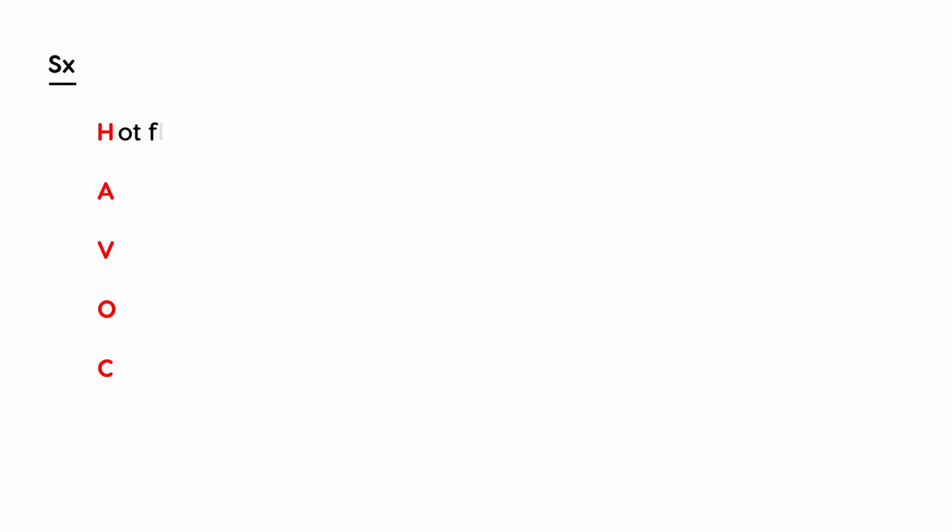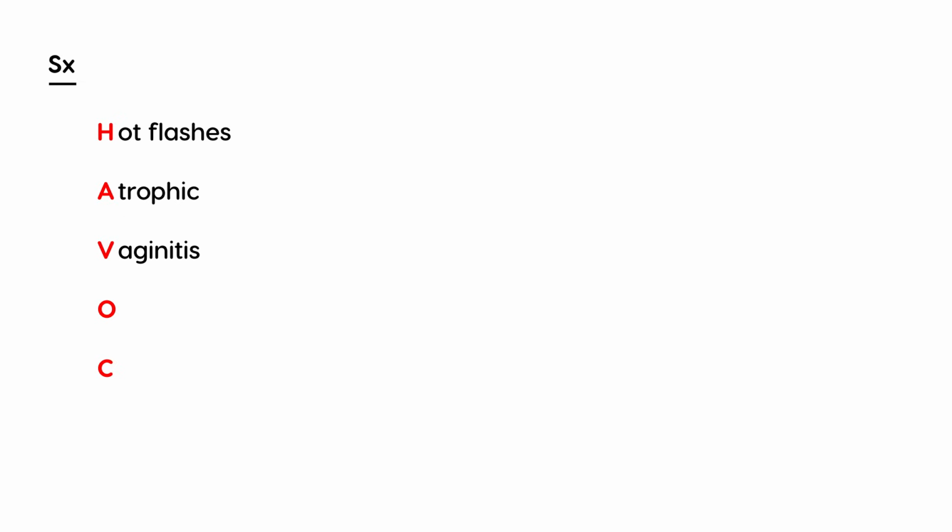The first one is hot flashes. Now, hot flashes is exactly what it sounds like. A woman will feel warm or hot, and she may even perspire, sometimes perspire profusely, and her core temperature will change. Second thing is atrophic vaginitis. You're using both letters here, interestingly.